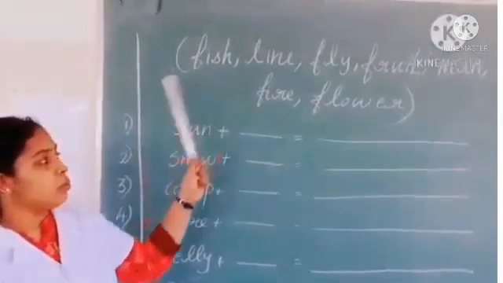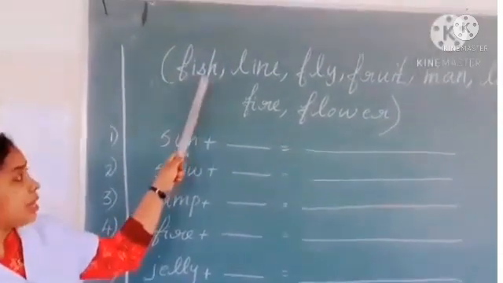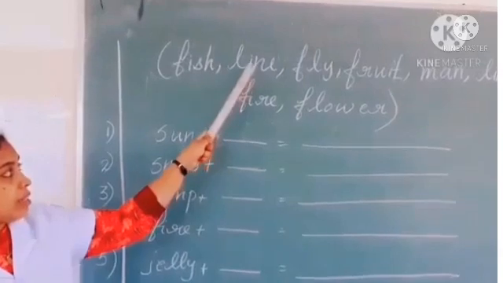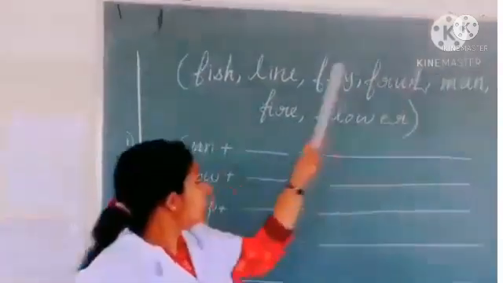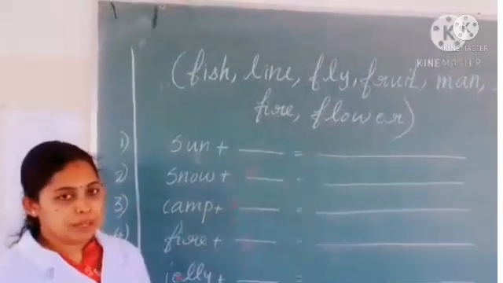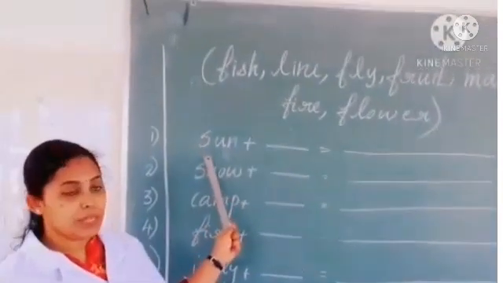We can see some words in the brackets. The first one is fish. Second one, line. Then fly, fruit, man, fire, flower. So, we can add some words with these words to form a compound word.